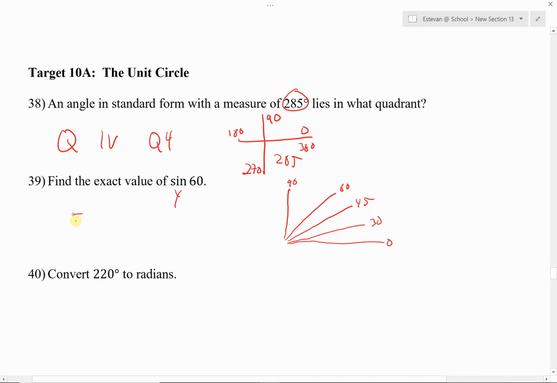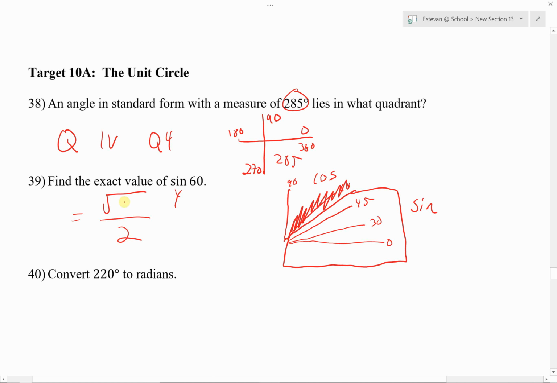Remember, it's going to equal the square root over 2. We're doing 60, so let's eliminate it. Sine represents the bottom, cosine represents the top values. How many do we have left? On the bottom, we have 3 of them, so therefore square root of 3 over 2 is equal to sine of 60.